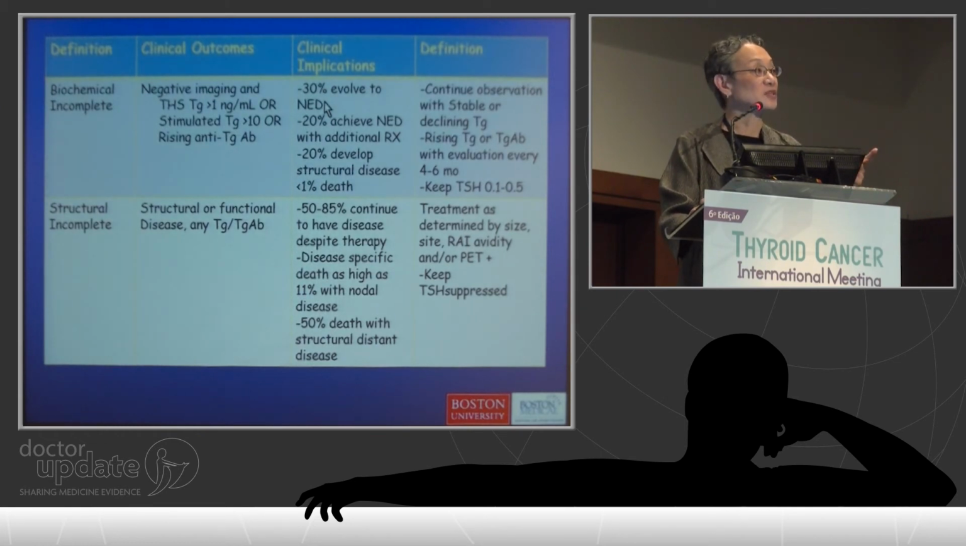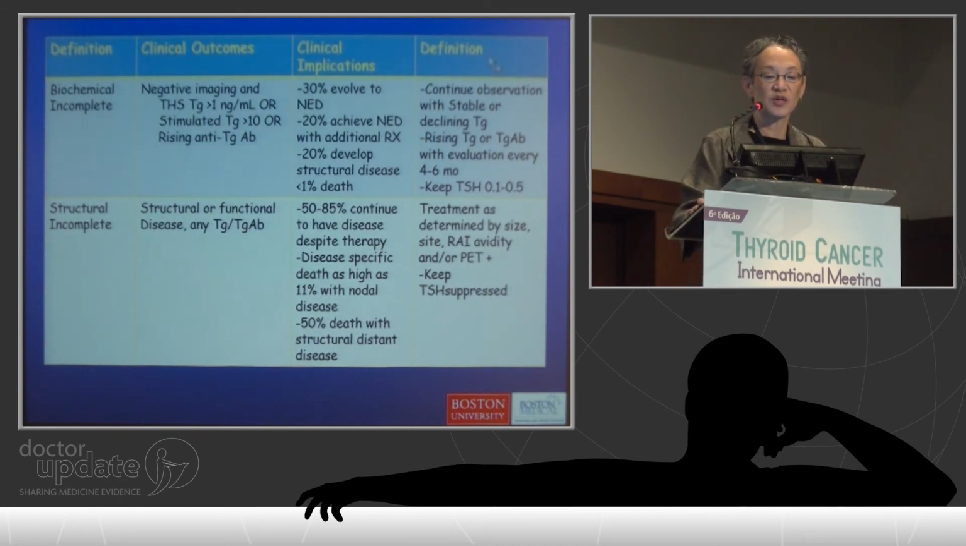Interestingly, about a third will go to NED. So not all of those patients progress to structural disease. A lot of those patients will just slowly go down and become NED. 20% will become NED if you find the disease and remove it, and then 20% will go on to structural disease. But the risk of death is still quite low, and that's important to realize. So you're going to continue to watch this person, perhaps a little more frequently.